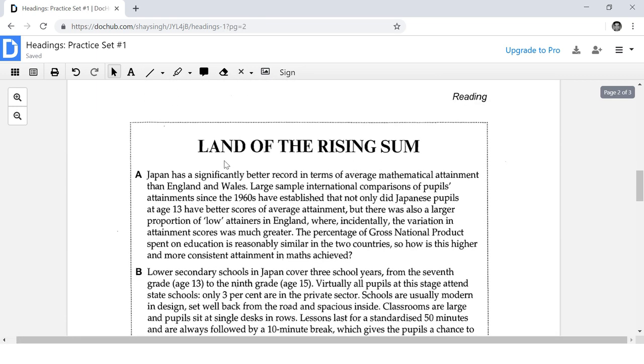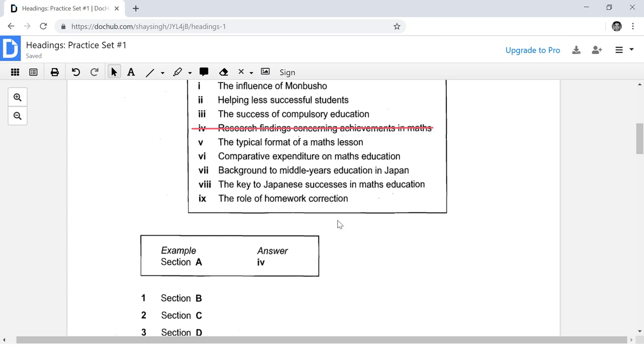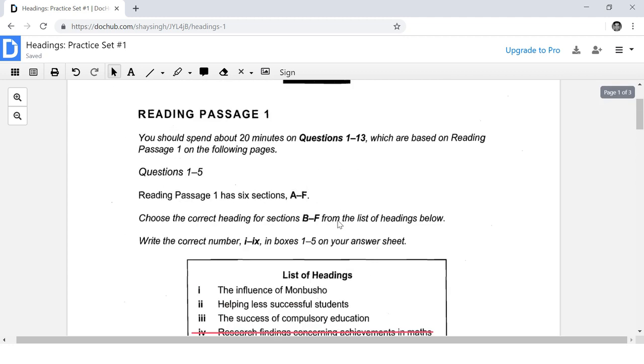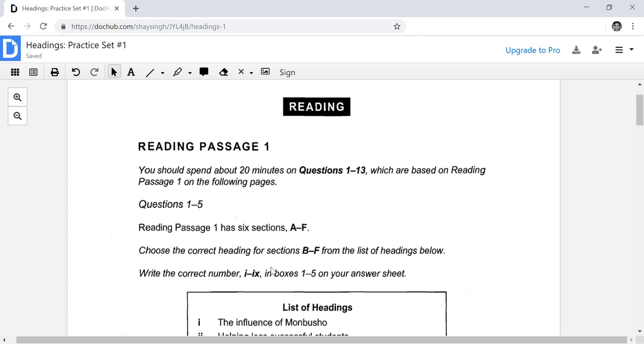So here is our reading passage. We can begin by looking at the title, Land of the Rising Sun. And this is a question that you have to return back to after you have already answered all the easy questions in reading passage number 1. So once you already answer all the easy questions like fill in the blanks, yes, no, multiple choice, then at the end, you are going to return back to this difficult question at the end of reading passage number 1.